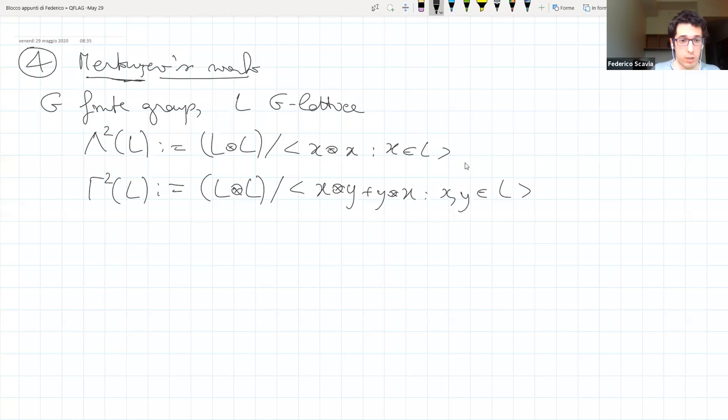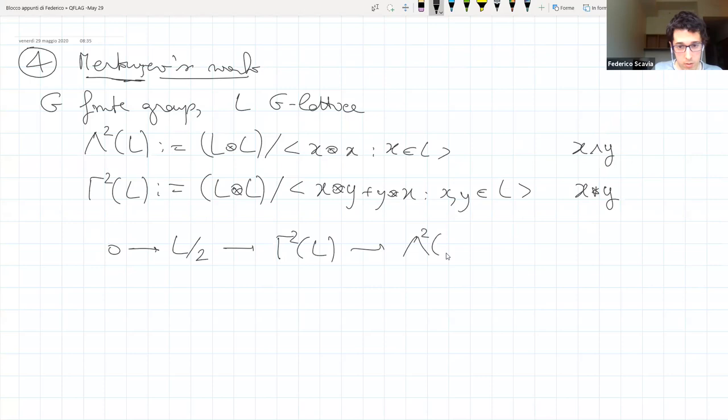So let me denote by x wedge y the class of x tensor y in the exterior square, and by x tensor x star y the class in the gamma square. The relation between these two is explained by the following sequence. It's a G-equivariant short exact sequence where x goes to x star x. Okay, but it's two-torsion. x star x is not zero, but it's two-torsion because I can put x equals y in the definition here. And then here I can send x star y into x wedge y. Okay.